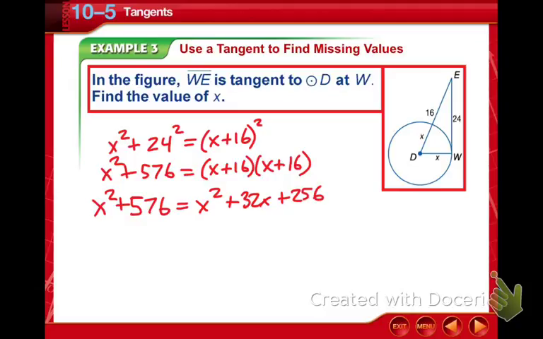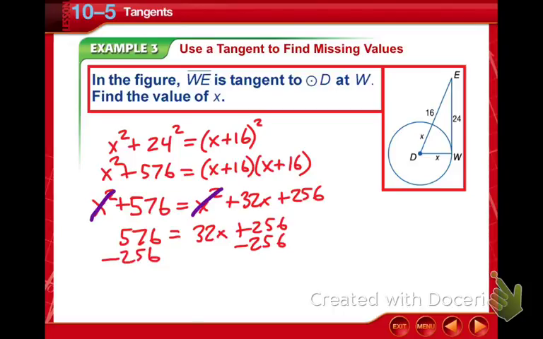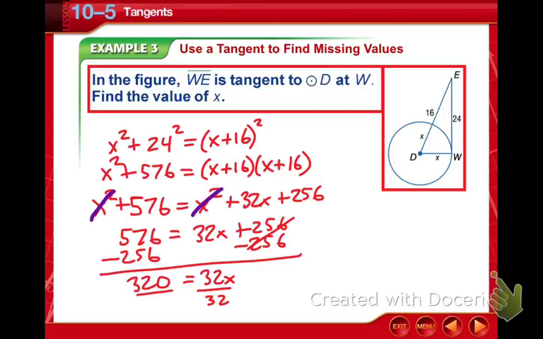Now we have a positive x squared on both sides, and because they are both positive, they are going to eliminate. If one was negative, they would double. So we end up with 576 equal to 32x plus 256. We can subtract 256 from both sides. 32x on the right, and 576 minus 256 comes out to be 320. And we divide by 32, and x comes out to be 10. And that's all we needed.